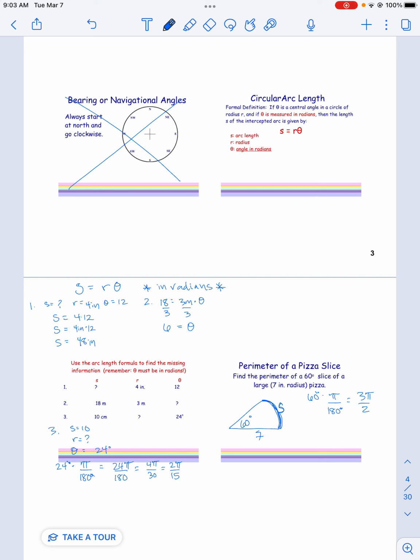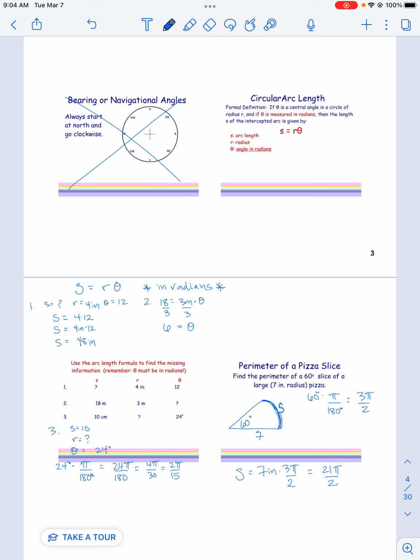Okay, so I've got that my S is unknown. The radius is 7 inches, and theta is 3 pi over 2. What I've got here is 21 pi over 2 as an arc length, right?